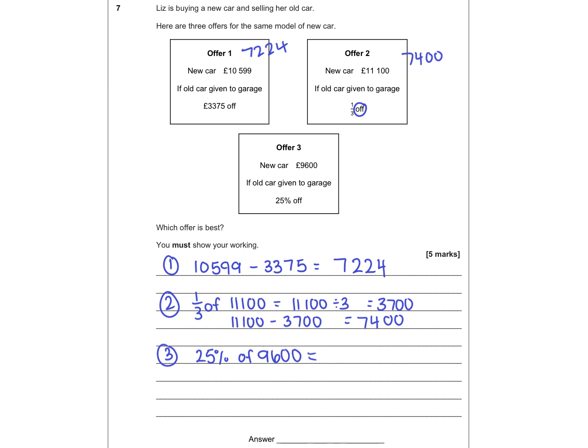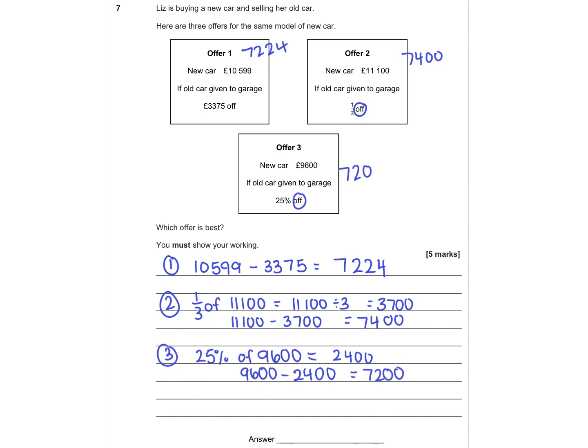So I'm going to do my calculator 0.25 times 9,600 because it is a calculator paper. That's going to give us 2,400. But again, this is off of, so 9,600 minus 2,400. I'm sure I could subtract that, but I'm not going to. All right, and that is 7,200.